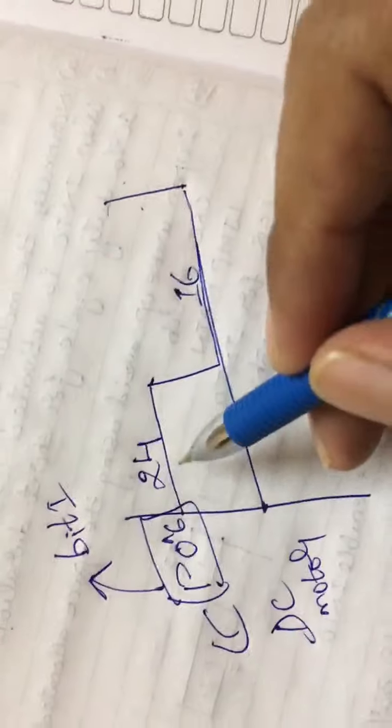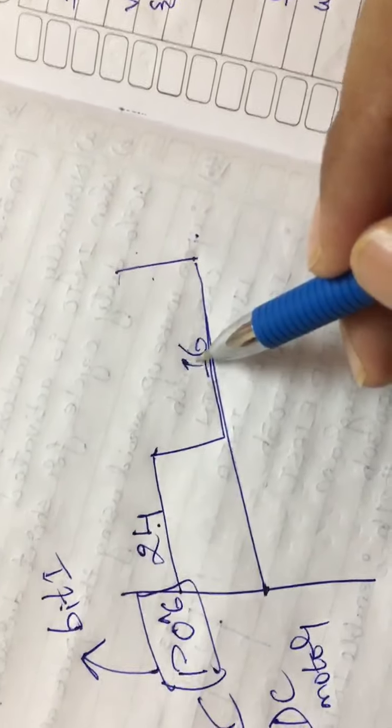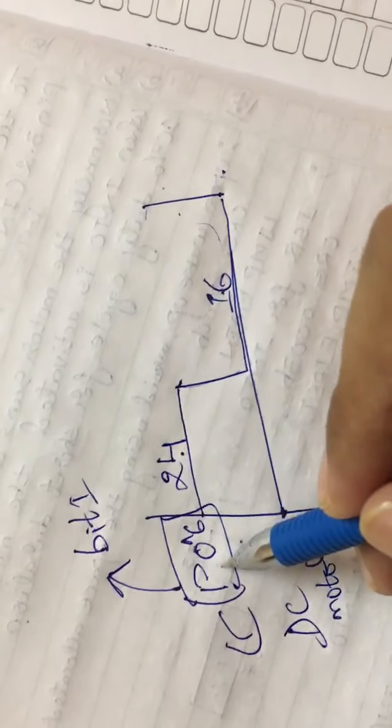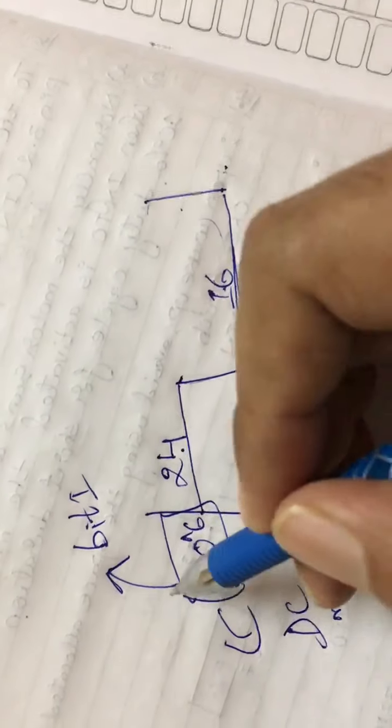Once again I'll repeat here. See, on pulse I am taking the direct value 24, off pulse I am taking 16, and this pulse is to be generated on P0.6, port number 0, 6th pin, and this will be denoted by bit 1, and this value is to be given to DC motor. Okay, this is the fashion that I have written.